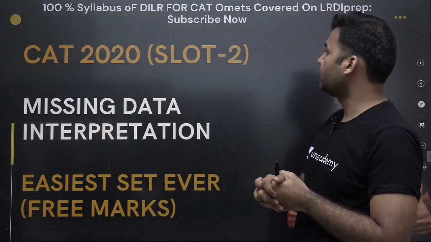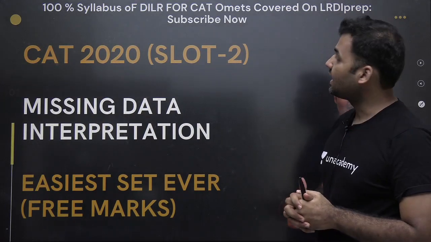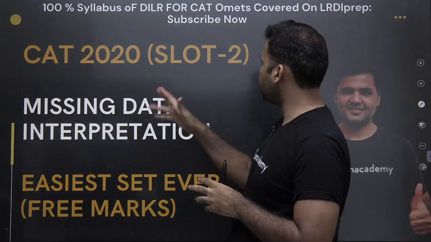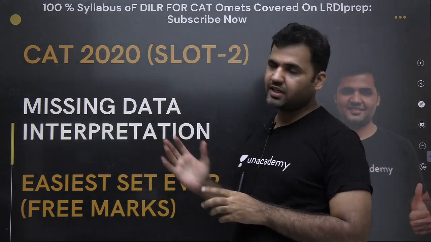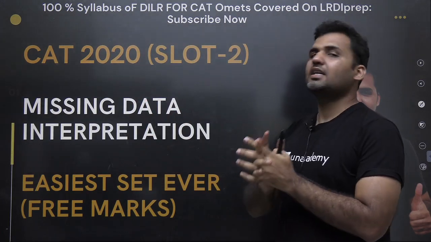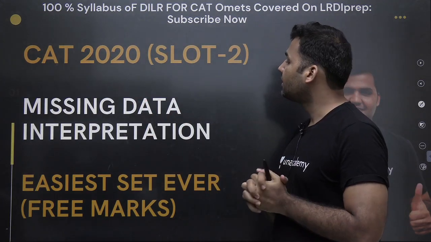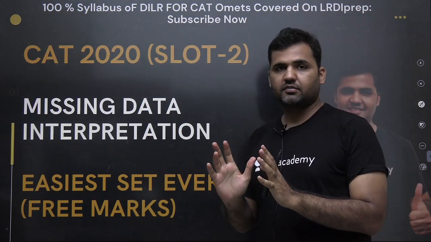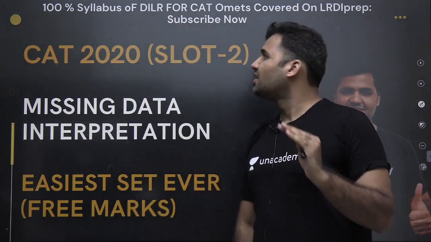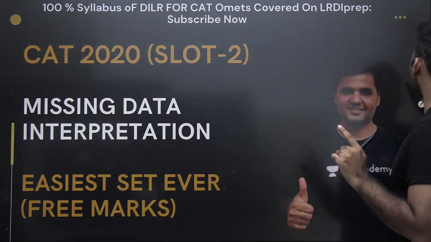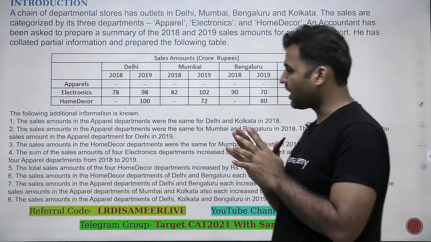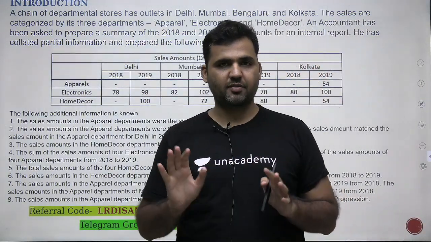My name is Samir Sardana, and in this video I'm going to cover CAT 2020 Slot 2 set. It's a missing data interpretation, one of the easiest sets of CAT. And if you look at the level of difficulty of this set, these are the free marks for you. The set might look lengthy to you while solving it, but actually it's nothing more than addition and subtraction.